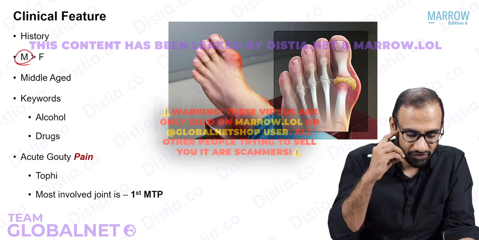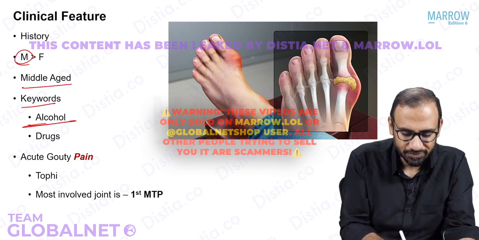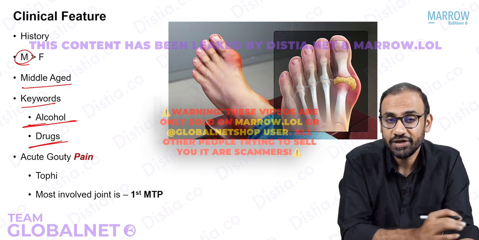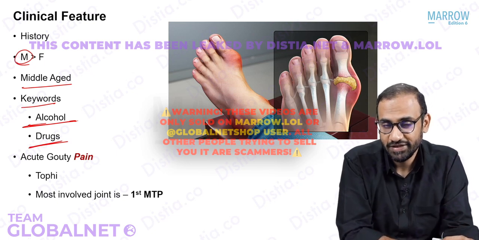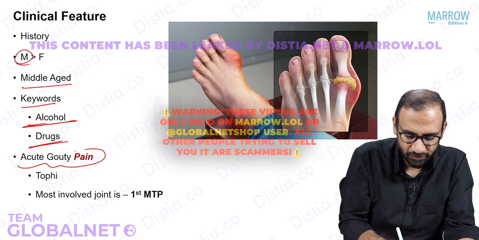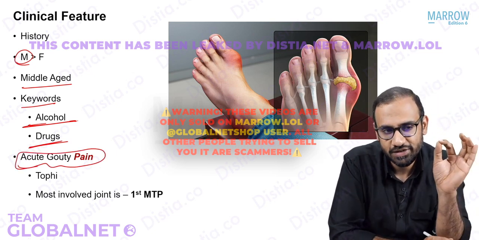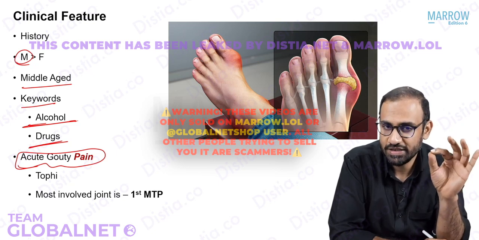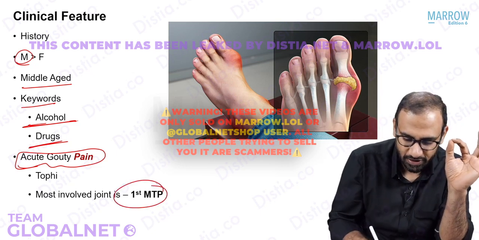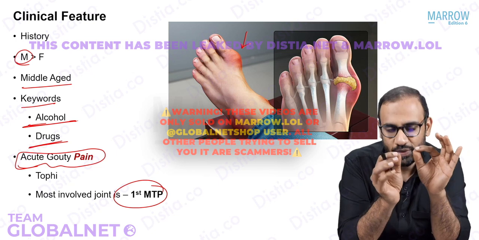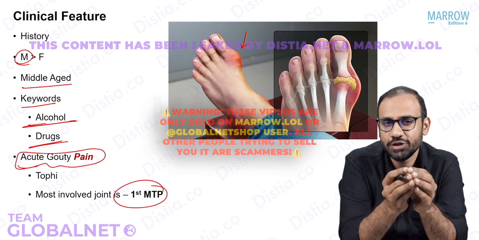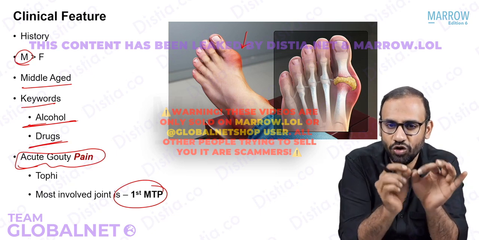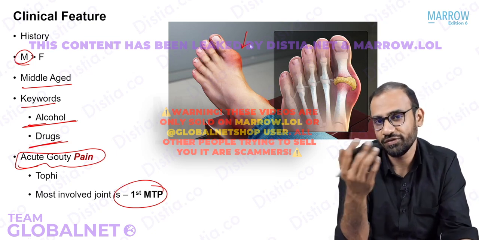So, usually males more than females, middle-aged, keywords will be alcohol. There are certain drugs that can also precipitate gout, like diuretics or aspirin. They tend to precipitate uric acid in the peripheral joints. Acute gouty pain will be their complaints. Now, what happens is this serum uric acid suddenly increases or decreases. The monosodium urate crystal precipitates in the peripheral joints, particularly the first metatarsophalangeal joint. And when the crystal precipitates there, local inflammatory reaction leads to swelling, rise in temperature, redness and pain, and eventually destruction of the joint. So this destruction of the joint will be visible on X-ray.